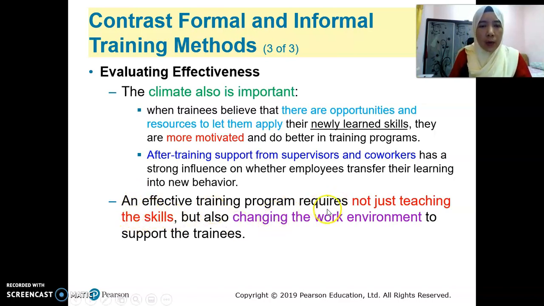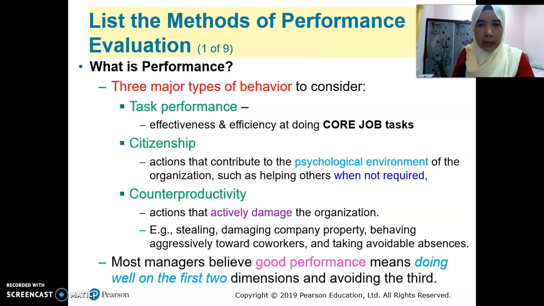An effective training program requires not just teaching the skill, but also changing the work environment to support the training. Training itself may be important, but changing the work environment to support the learning of the new skill is also important for the knowledge learned in the training to be effective or performed by the candidates. You need to change the work environment to become more conducive to the application of the new skill or new things that they learn during the training. So changing the environment is basically important for the effectiveness of the training.